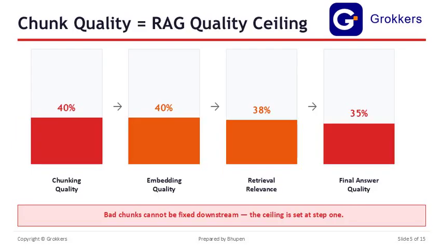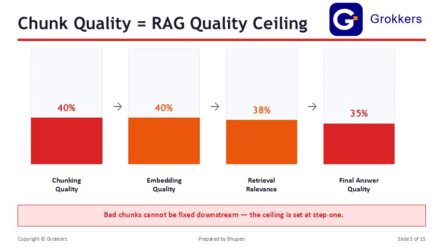The reason chunking deserves this much attention is simple. It sets the ceiling for everything that follows. The bar chart here illustrates the propagation effect. When chunking quality is poor, shown at around 40%, embedding quality is similarly constrained, because you can only embed what you extracted. Retrieval relevance drops further, because the embeddings do not accurately represent the original content. And by the time you reach the final answer, the language model is working with context that was already degraded 2 steps earlier.